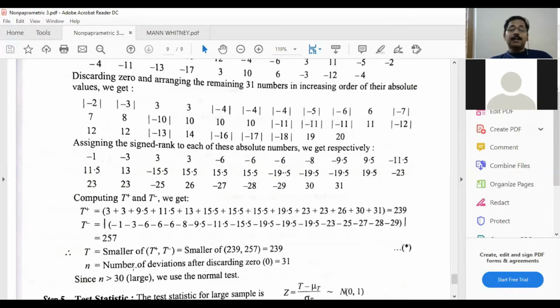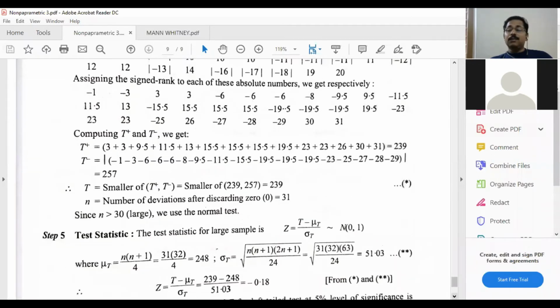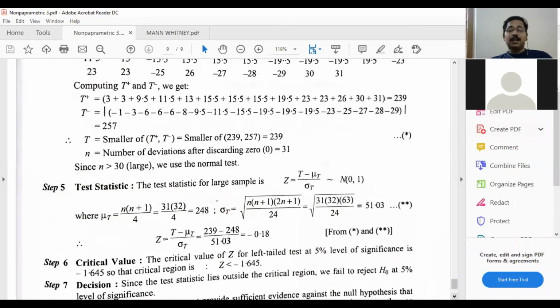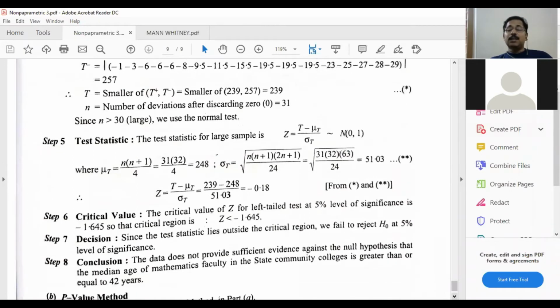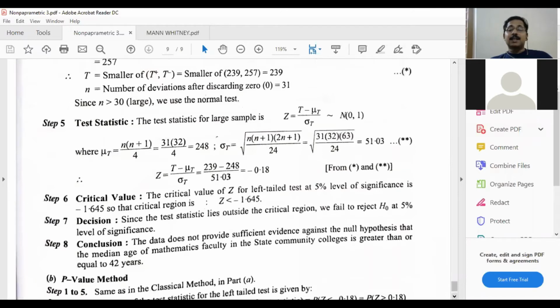Okay, and your total sample size is 32, and you subtract 1 because 1 difference is 0. So the remaining is 31. So sample size is 31, and here the size is more than 30. That is why we are following the large sample technique. So the large sample technique says that the new test statistic Z is T minus its mean by standard deviation. And this follows the standard normal distribution.